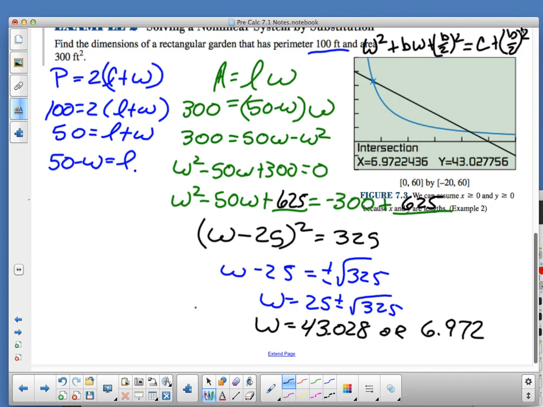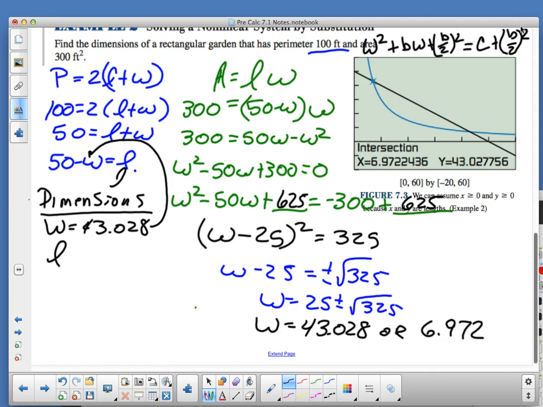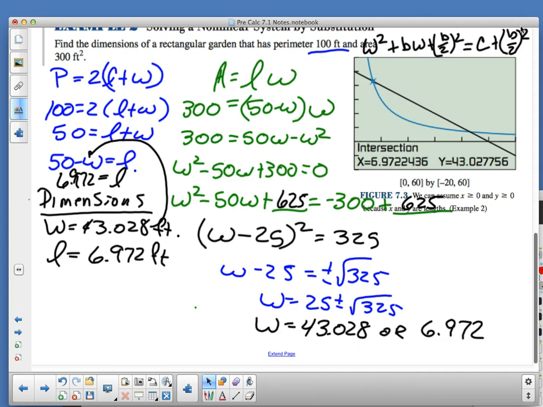Now, here's the thing about it. Those are my answers for W, but whatever I choose to be W, that's also my L. So in this case, I decided to go with my dimensions. I got W is equal to 43.028, and my length, and remember, all I did was put 43.028 into this equation up here and come out with my length, which was 6.972. So that's where 6.972 is coming from. And those are feet for both of them, okay, as I step through. So those are my dimensions they asked me to find.